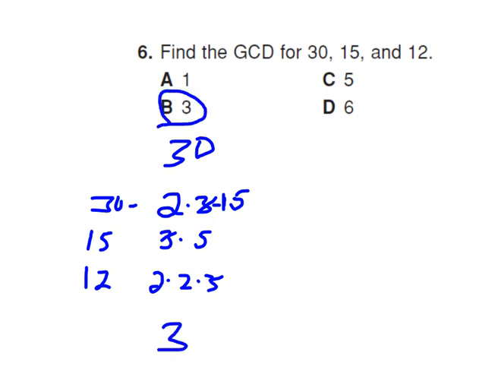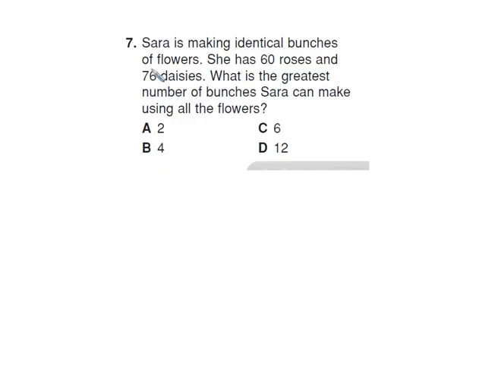Sarah's making identical bunches of flowers. She has 60 roses and 76 flowers. What's the greatest number of bunches? She's dividing them into bunches. So it's the greatest common divisor again.